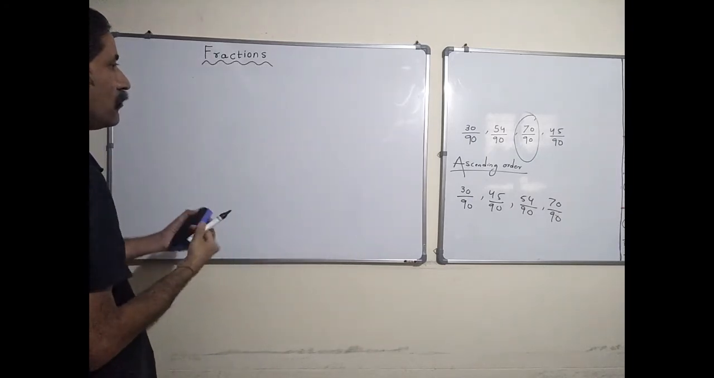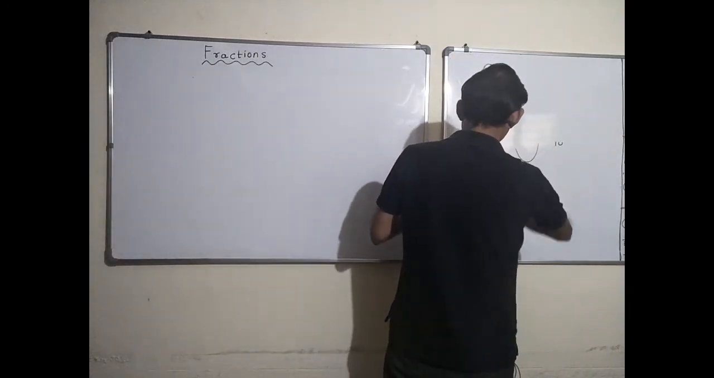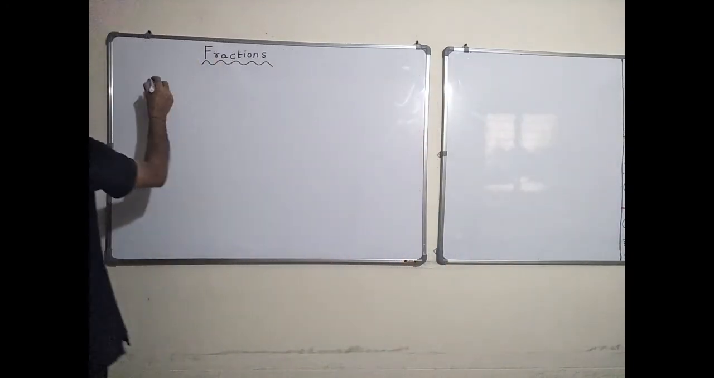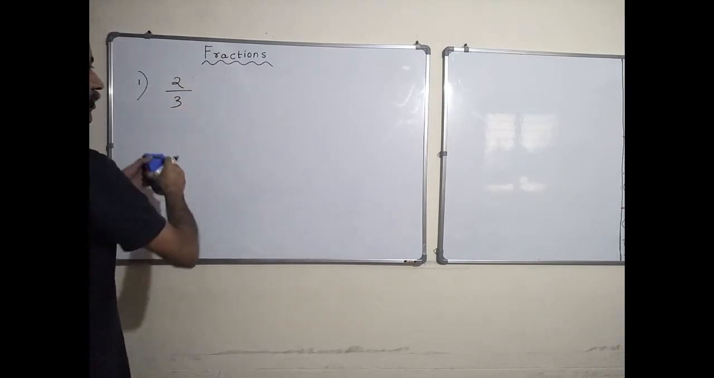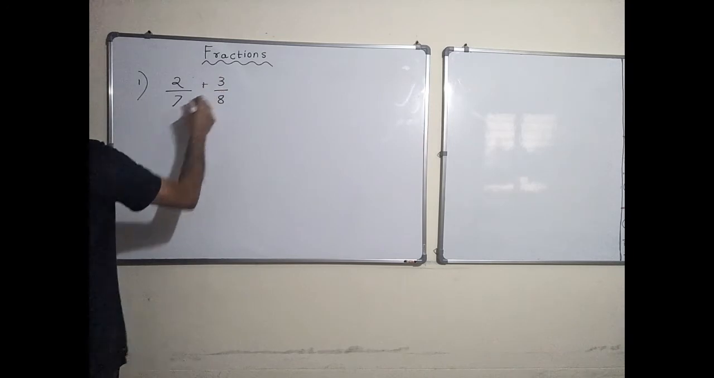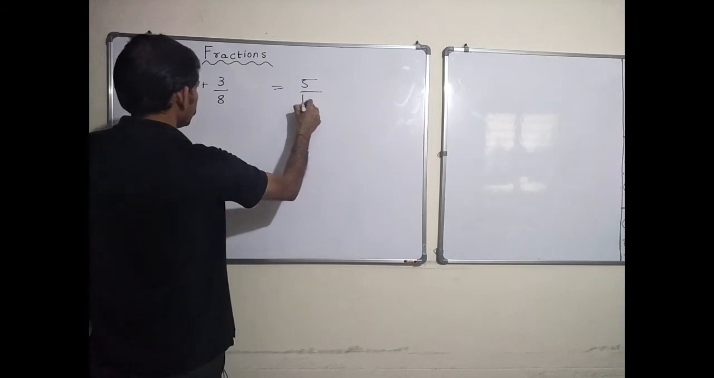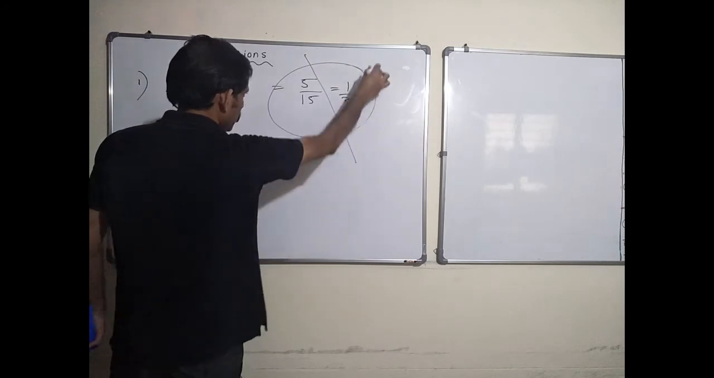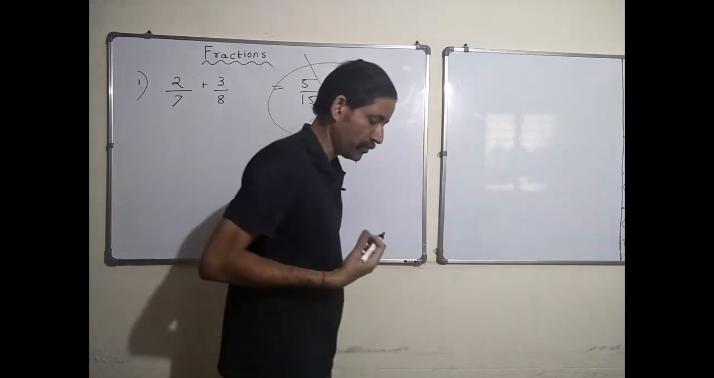Okay. How would you add fractions? Okay, let's see. Let's say 2 by 7 plus 3 by 8. Should I make it 2 plus 3 is 5 and 7 plus 8 is 15, equal to 1 by 3? This way is wrong. Many students, even when they go to 10th class, do these kinds of problems.